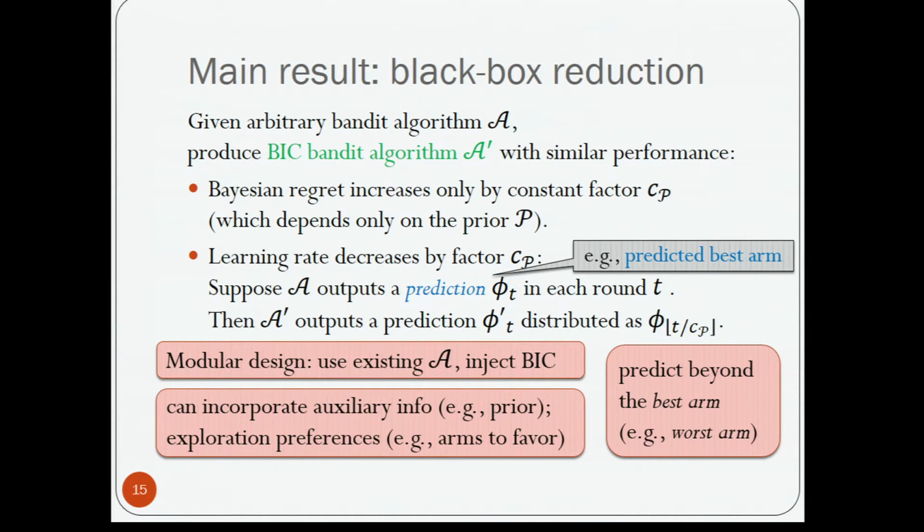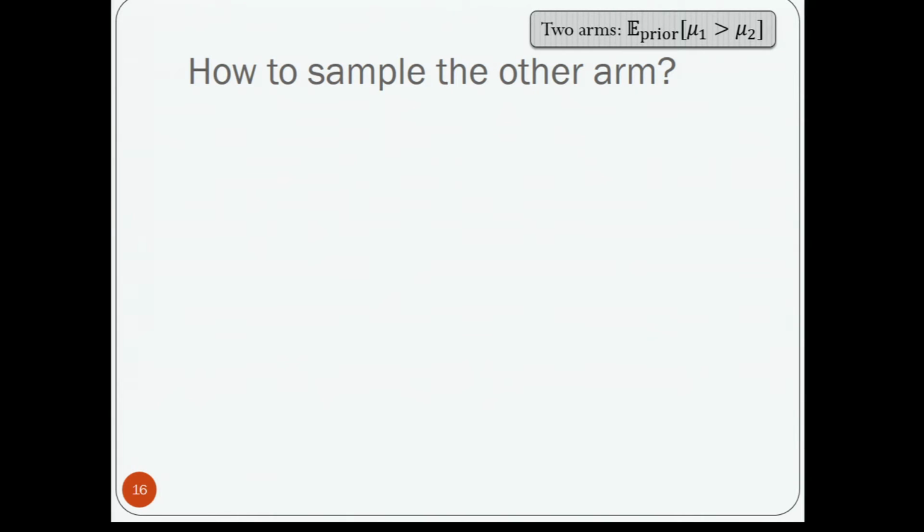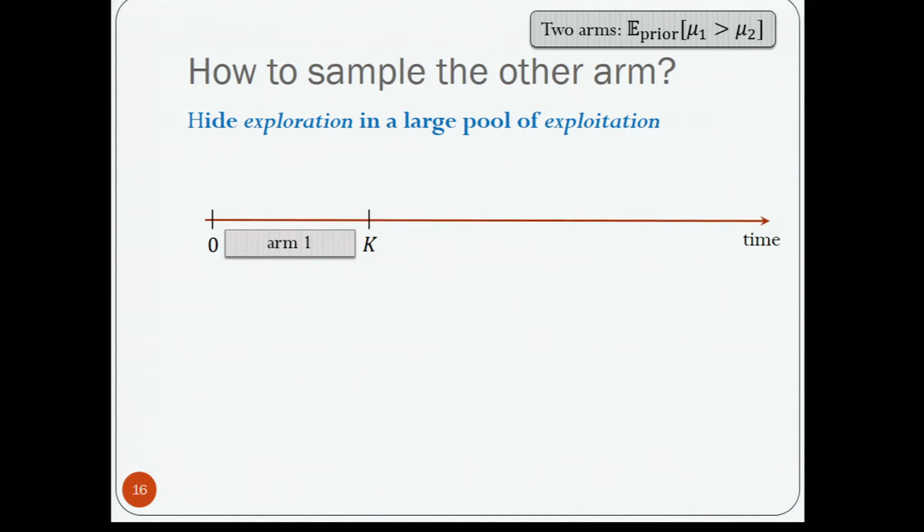Okay, let me say a few words about how this works. The basic question to answer is: how can we possibly hope to sample the other arm? I mean, say arm 1 is favored by the prior and there are only 2 arms, how can we possibly convince the agent to try arm 2? So like I said before, the idea is to hide exploration in a large pool of exploitation. So here's what I mean.